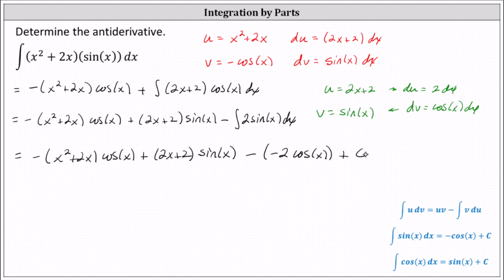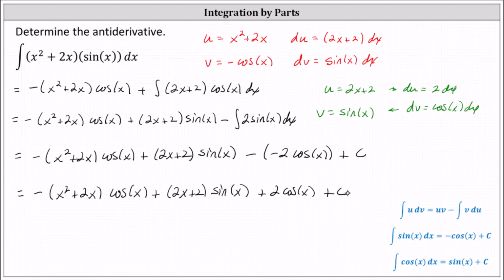Simplifying one last time, we have the opposite of the quantity x squared plus 2x times cosine x plus the quantity 2x plus 2 times sine x plus 2 cosine x plus c. We could expand and try to simplify further, but I'm going to go ahead and leave the antiderivative in this form.